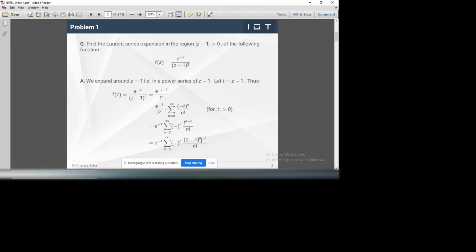So what do we have? We have z minus 1 to the power minus 2. That is the maximum negative power of z minus 1, which is why it is a second order pole. Yeah, that's that. That concludes this first problem. Now we move on to the second one.